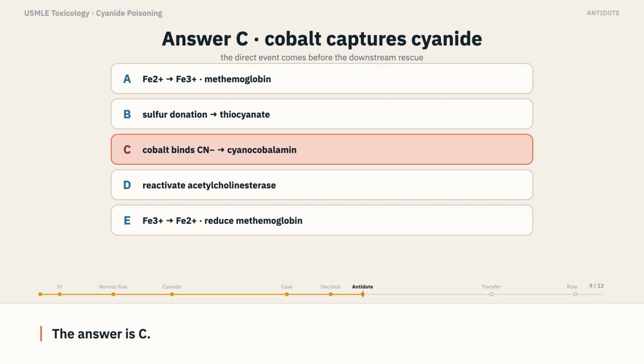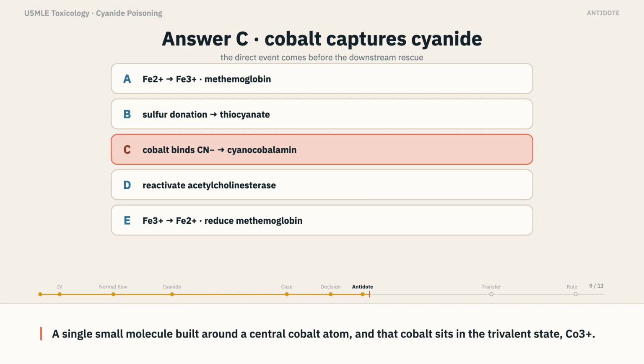The answer is C. Coordination of cyanide by a cobalt center to form cyanocobalamin. Now, let's build why by finally introducing the drug properly. Hydroxocobalamin, what kind of thing is it? It is a cobalt-containing molecule in the vitamin B12 family. Not a protein, not an enzyme. A single small molecule built around a central cobalt atom. And that cobalt sits in the trivalent state, cobalt 3+.